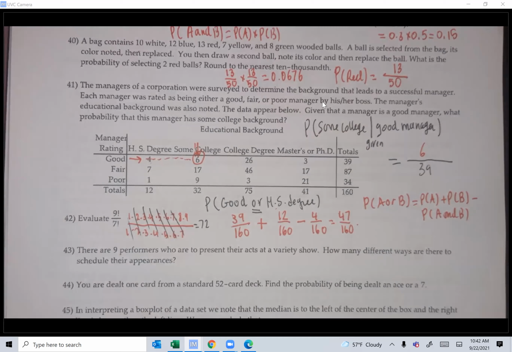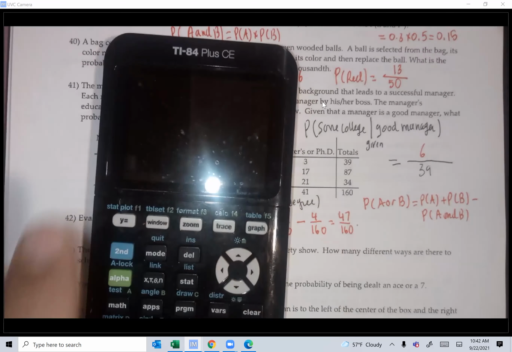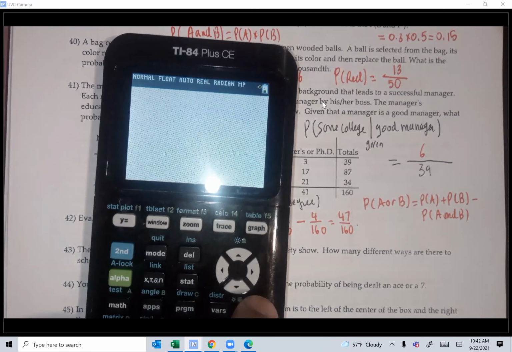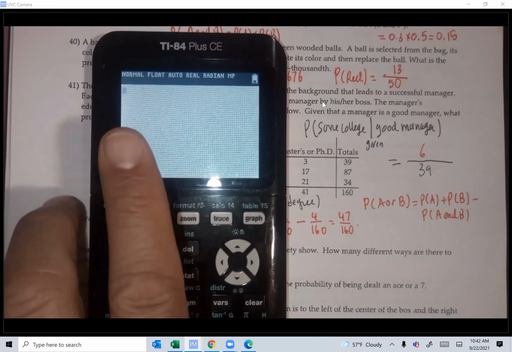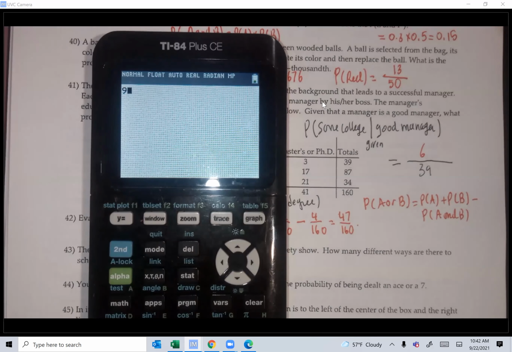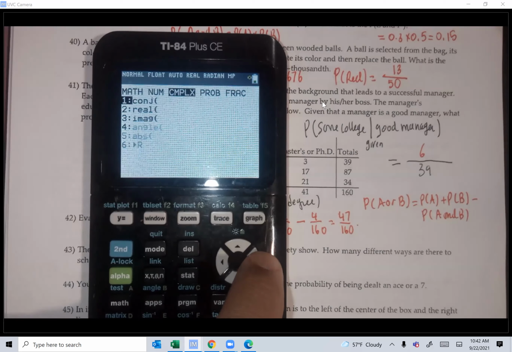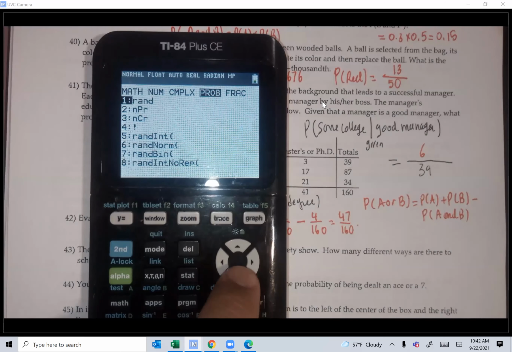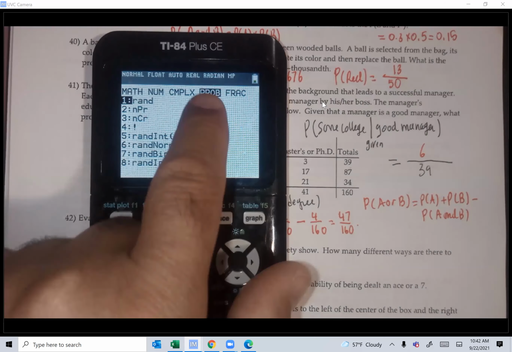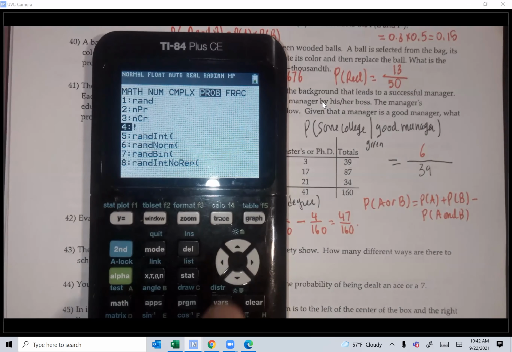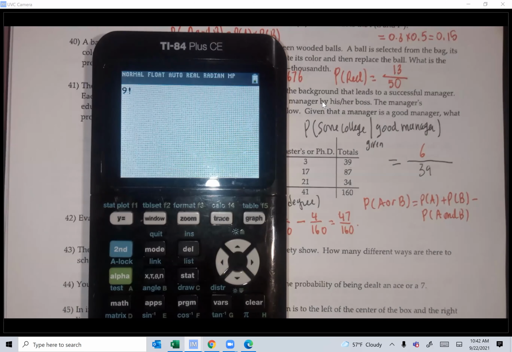Or if you don't want to do this, that's fine. Go here. Put 9 on the home screen. Go to math. And go to number 4, probability. So math, then prob, and then enter, you got the answer. Then go to 7, math.